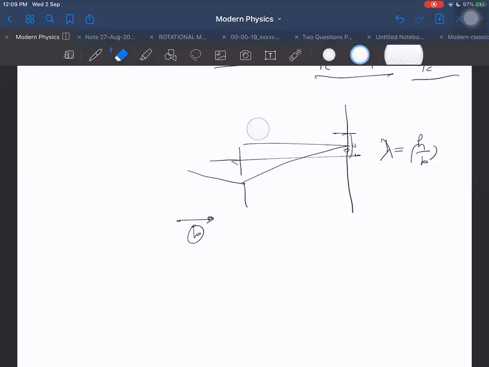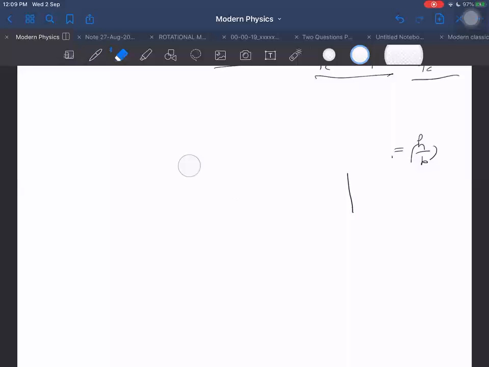Such questions are likely to be asked this week. That's why I'm recommending that you revise a little bit of Young's double slit experiment also. It will be helpful for you, because you will be revising the concept, and otherwise also they can ask questions based on that this week.